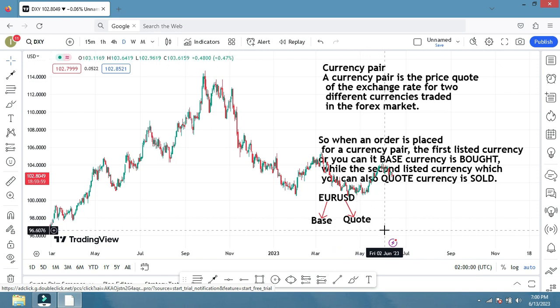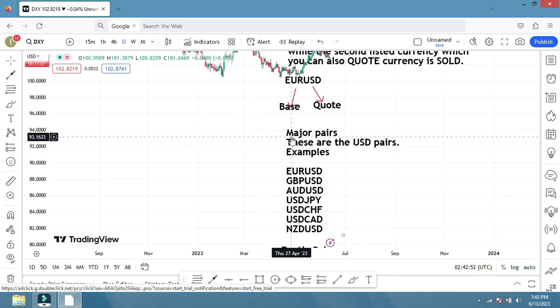When they are paired together like this, what it shows is that you can exchange the two of them. Do you understand? So that is what currency pair is basically all about. We have other currency pairs such as the major pairs. These are the USD pairs. They are the most traded pairs in the market. These are the examples of the USD pairs.